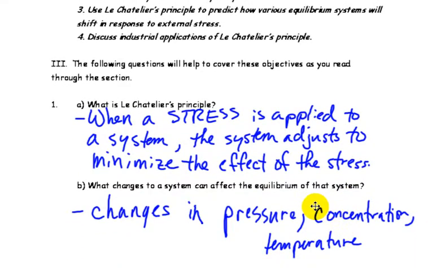And the types of physical stresses. So in that straw lab, I added water, which was a stress. Other types of things that could be used here: changes in pressure, changes in concentration, and changes in temperature. And we'll be discussing all of that in this booklet.